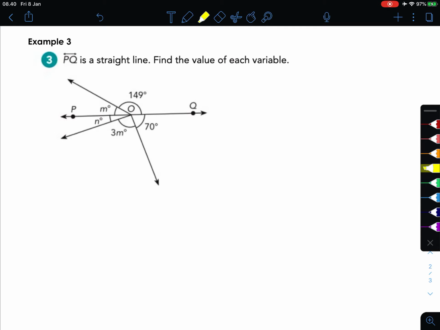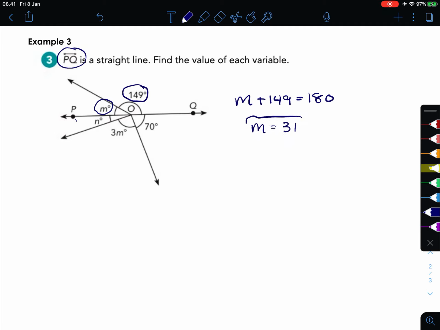All right, and once again, we have two variables, m and n. So what are we gonna do here? Well, let's take a look. It says PQ is a straight line. Okay, awesome. Find the value of each variable. Well, since PQ is a straight line, I can see that m and 149 are two angles on that straight line. So those are supplementary angles. M plus 149 is equal to 180. If I subtract 149 from both sides, I get m is equal to 31.